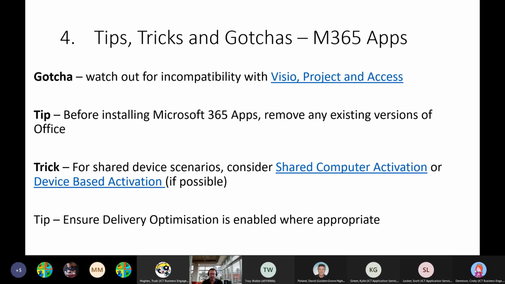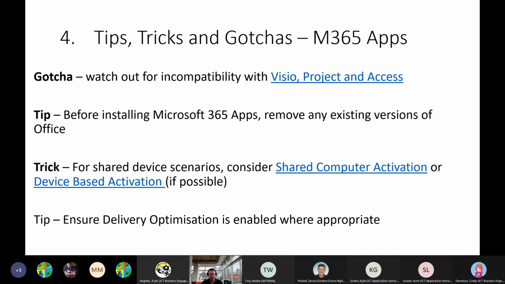Finally, a couple of tips, tricks, and gotchas. The first one here is if you've been around a while deploying Office and Visio and Project and Access, you'll know there's occasionally a compatibility challenge with an MSI version of, say, Project 2016 and Microsoft 365 apps. So there is actually a compatibility matrix that we've linked to. We won't go into that in detail, just be aware that that can happen. It's always wise to remove any existing versions of Office before we install Microsoft 365 apps.